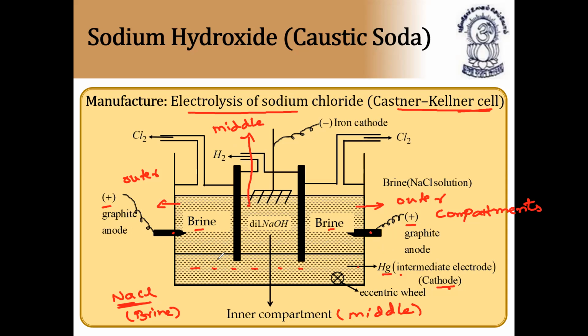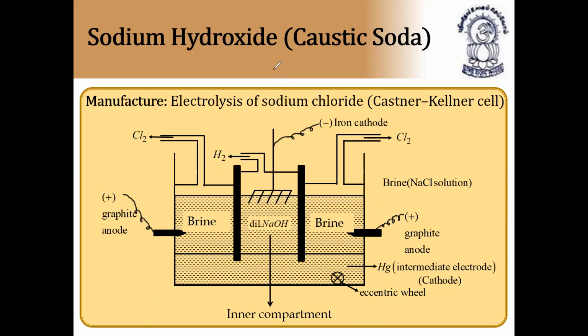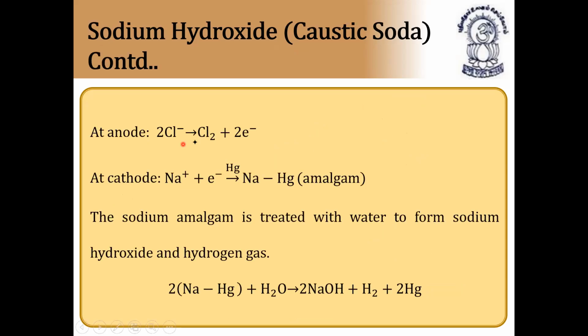When you do electrolysis of sodium chloride, what will happen? You just see here, this is a diagram. This is the eccentric wheel, by means of which mercury can be moved. Mercury is brought into contact with the brine solution by means of the eccentric wheel, which is used to send mercury to the other compartments.